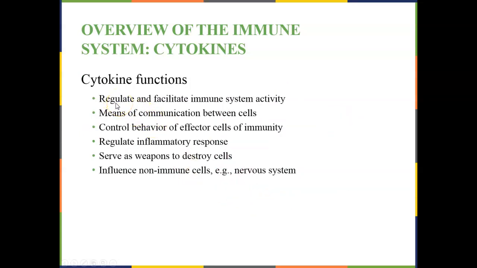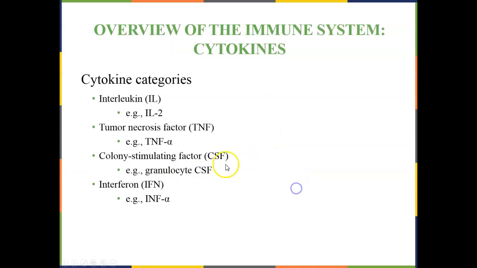So what do cytokines do? It depends on the type of cytokine, but they can regulate the immune system. They control different effects of the immune system. They can activate or inactivate inflammatory responses, and they can also act as weapons and basically kill cells.